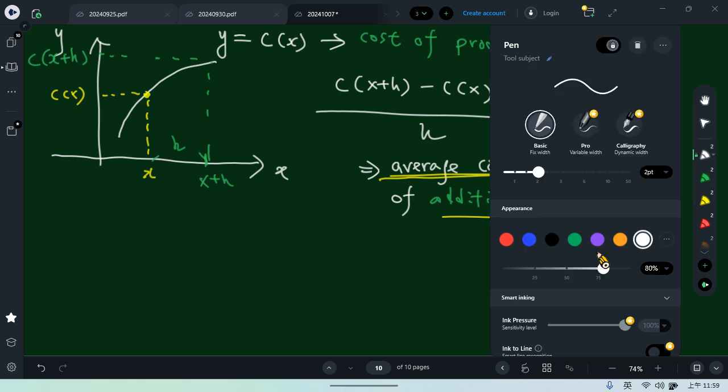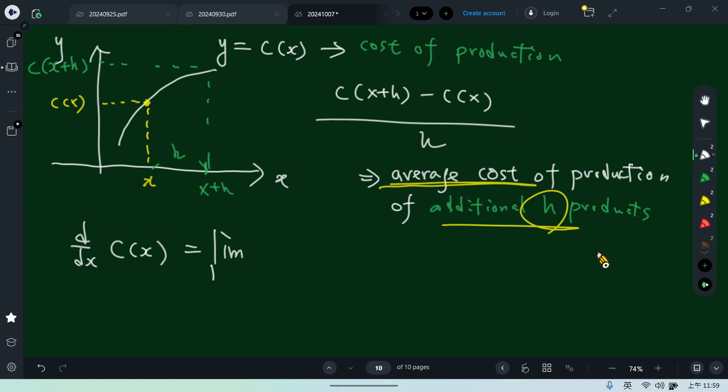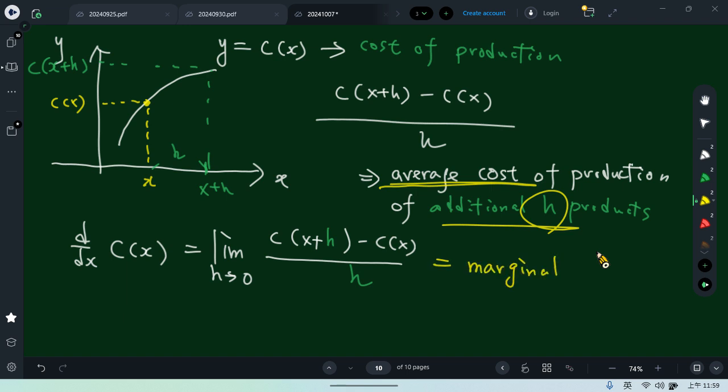So if we try to differentiate it, if c of x is a differentiable function, so we need to assume c of x is a differentiable function, then we are talking about the limit as h goes to 0 of c of x plus h minus c of x over h, right? So sometimes we also call it the marginal cost.